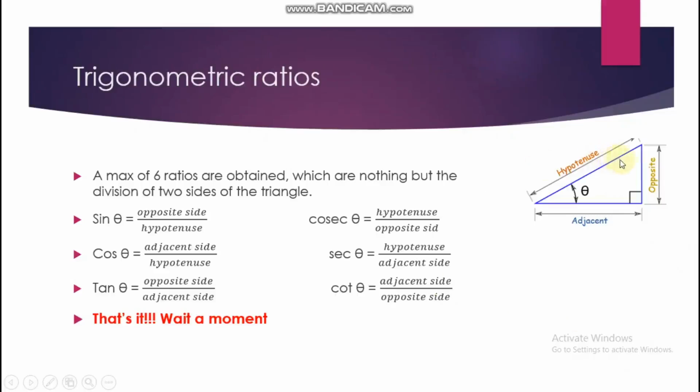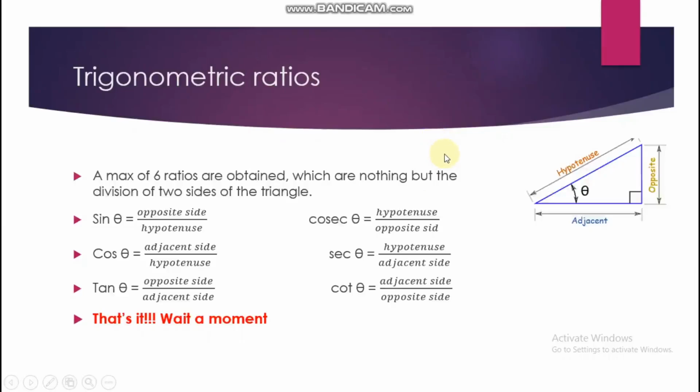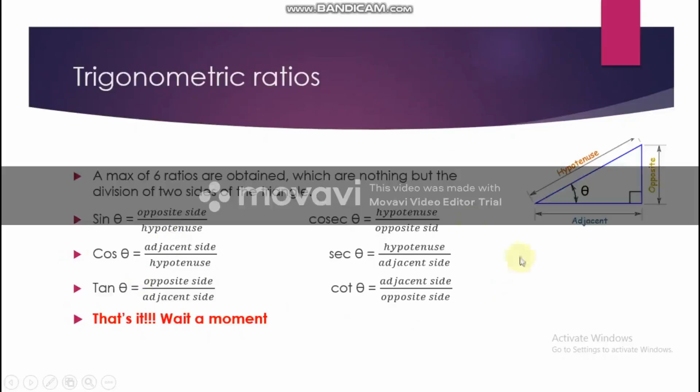And next is the most important part of trigonometry: the ratios, right? When you have a triangle, only a maximum of 6 ratios can be obtained from it by dividing the sides. I mean, you have 3 sides, right? So you divide any 2 sides and out comes some beautiful number in the form of angles. So here are the 6 important ratios.